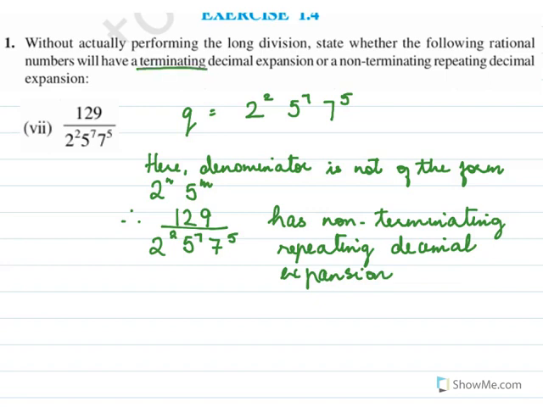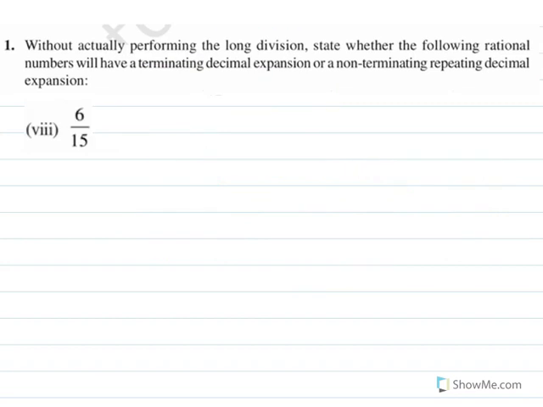So it is this one, terminating decimal expansion. Now 6 over 15. First important: reduce it, it becomes 2 over 5. So therefore we say Q is 5 raised to 1, or you can say Q is 2 raised to 0, 5 raised to 1.